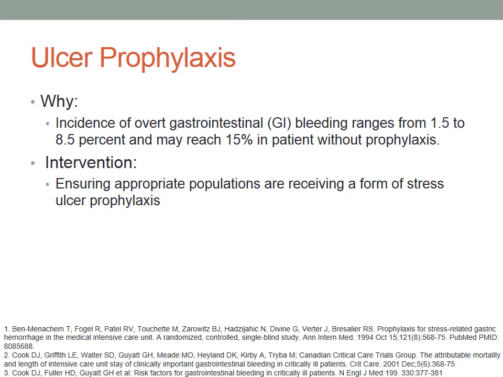It is estimated that the incidence of overt gastrointestinal bleeding is anywhere from 1.5 to 15% in patients without prophylaxis. This is an unnecessary and avoidable complication of an ICU stay. If we take the time to ensure all appropriate candidates receive prophylaxis, we can prevent this.